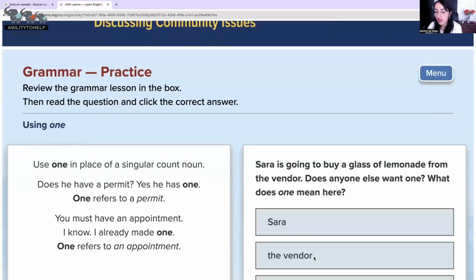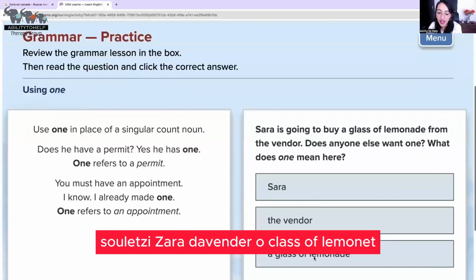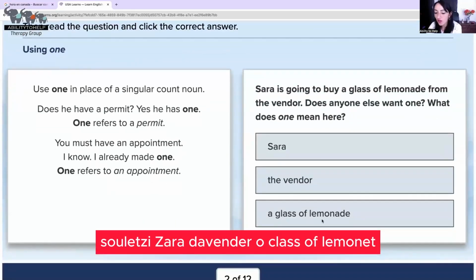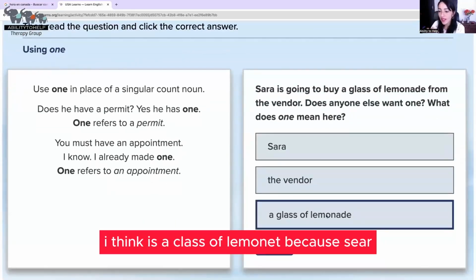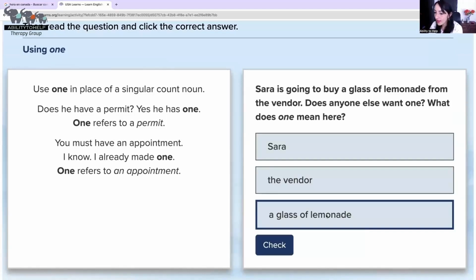So, Sarah is going to buy a glass of lemonade from a vendor. Does anyone else want one? What does one mean here? So let's see, Sarah, the vendor, or glass of lemonade. I think it's a glass of lemonade because she is asking about one more lemonade. Does anyone else want one?